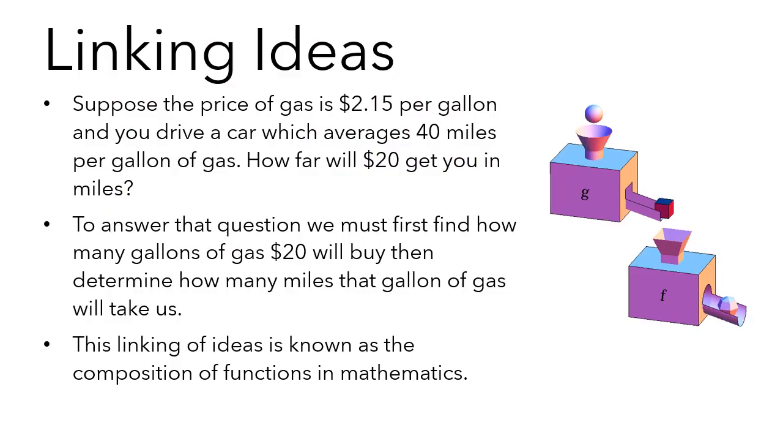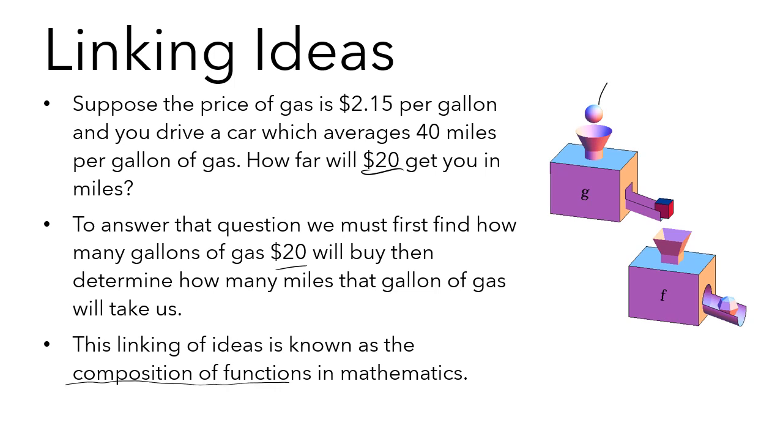So suppose the price of gas is $2.15 per gallon and you drive a car which averages 40 miles per gallon of gas. How far will $20 get you in miles? To answer that question, we must first find how many gallons of gas $20 will buy, then determine how many miles that gallon of gas will take us in our 40 MPG car. So this linking of ideas is known as the composition of functions in mathematics.